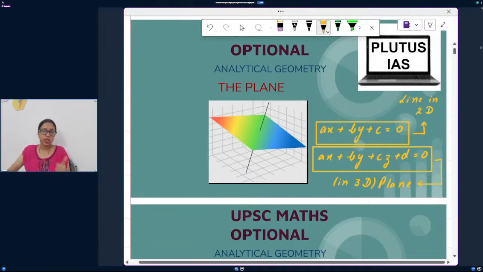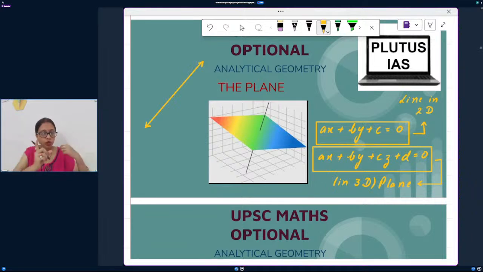Now, when I represent a line, whether it is 2 dimension or 3 dimension, it is very easy to represent. And when I represent a line, I make these arrows. What does that arrow signify? That it is an infinite length line. It does not have a finite length. A line having a finite length is a line segment, right?